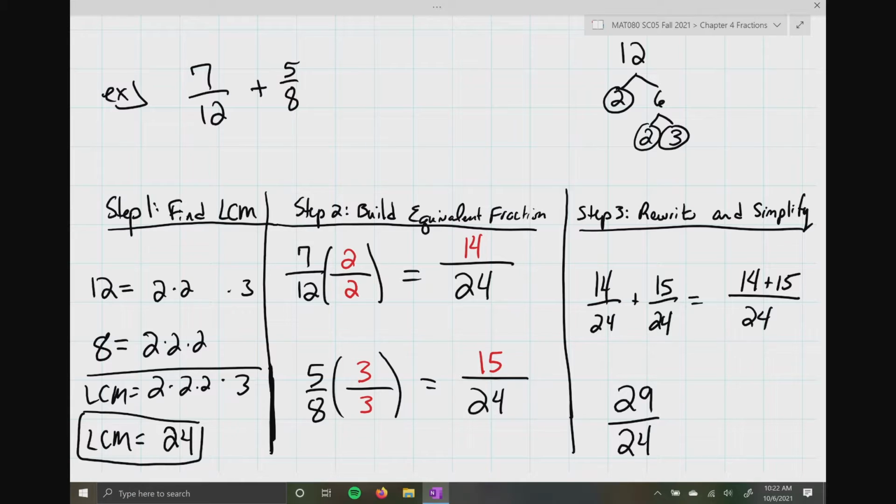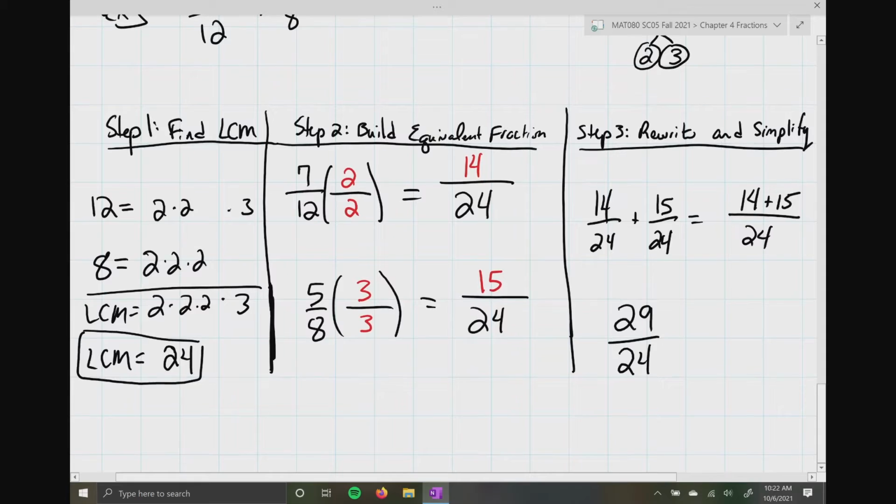So, when we look at our fraction, our answer, 29 over 24, can that 29 be reduced? Nope. So, Todd, is 29 over 24 already in reduced form then? Yes. Absolutely. Good job. All right, how are we looking?